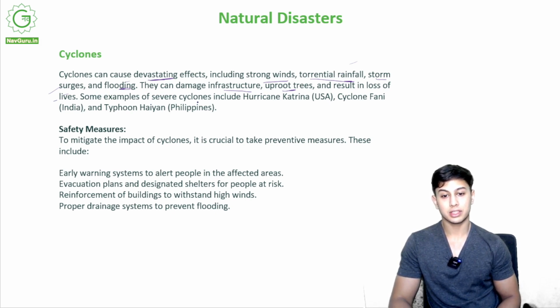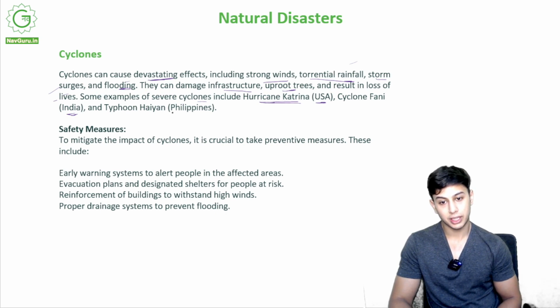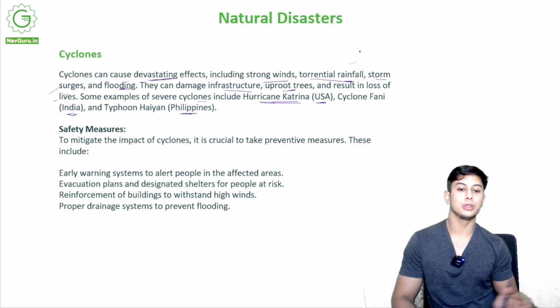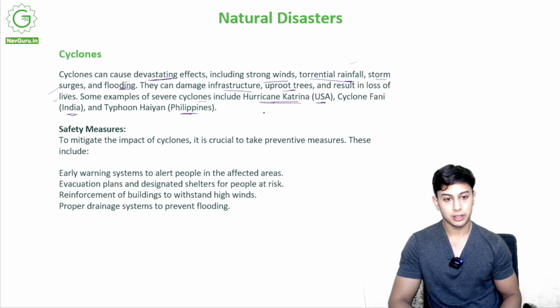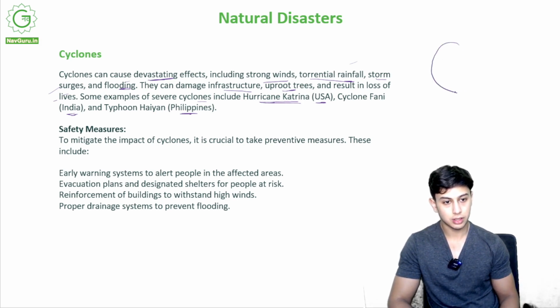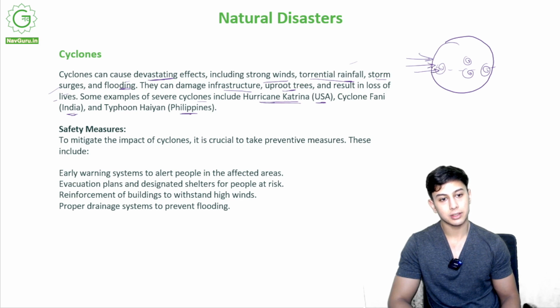Some examples of severe cyclones include Hurricane Katrina. Okay, so this was Hurricane Katrina that was in USA. Cyclone Fani, this was in India. Typhoon Haiyan, this was in Philippines. So it usually occurs near the equator, right? If this is the earth, that imaginary line at the center we call the equator. Cyclones mostly occur near it. Why? Because it receives a lot of sunlight from the sun, right?